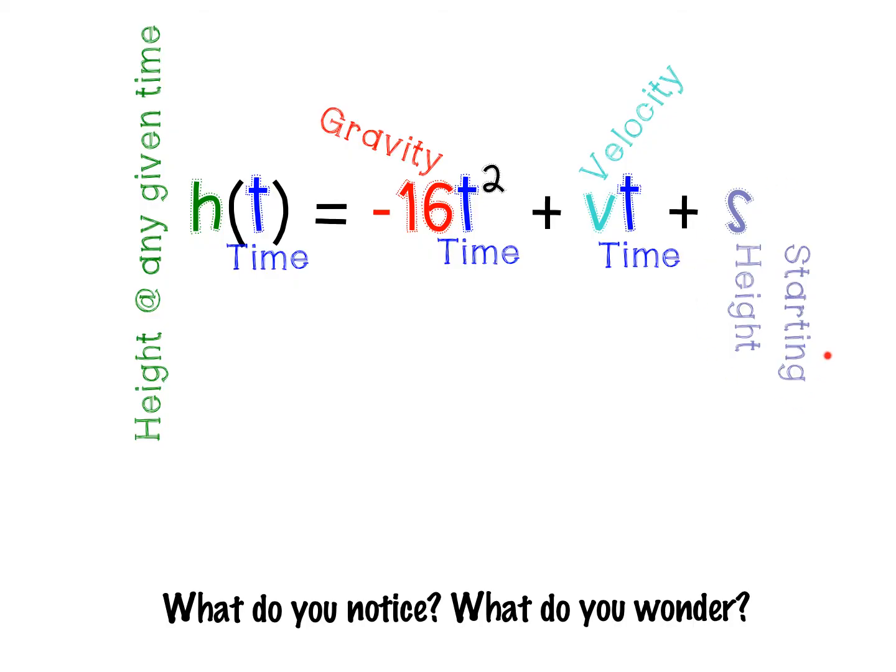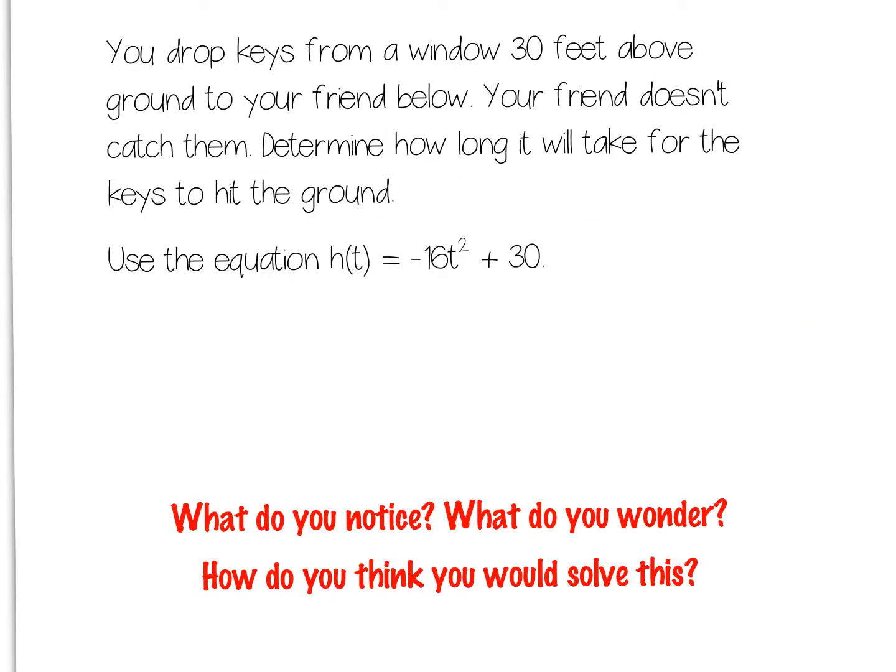And then the starting height. So is the ball starting on the ground? Is it starting on the counter and falling off? Where is the starting height? So all of those values go into this function, and then we can use that to analyze different situations. All right, we're going to start with just a simple situation. You drop your keys from a window 30 feet above the ground to your friend below.